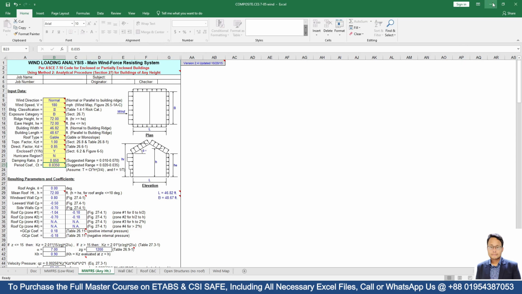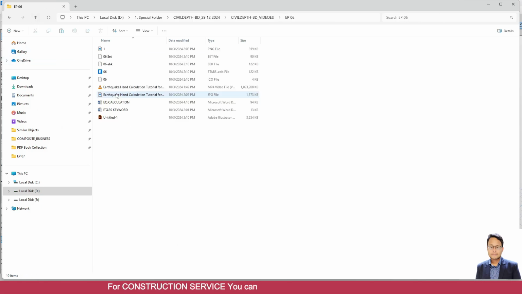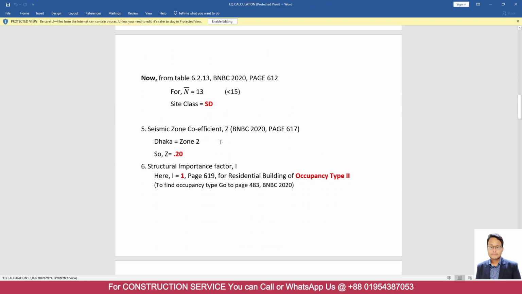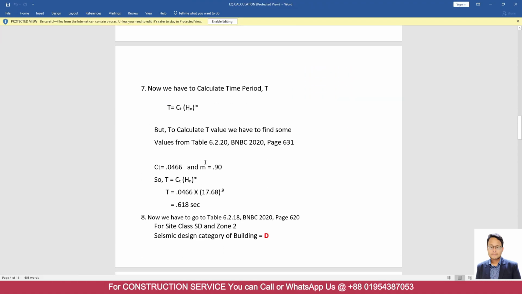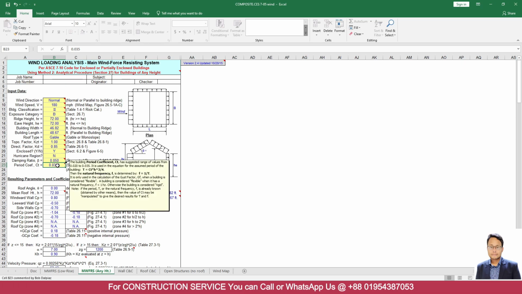CET. So for taking decision about CET, we have to go to the previous episode where we made earthquake calculation. From here I can see that the value of CET is 0.0466.